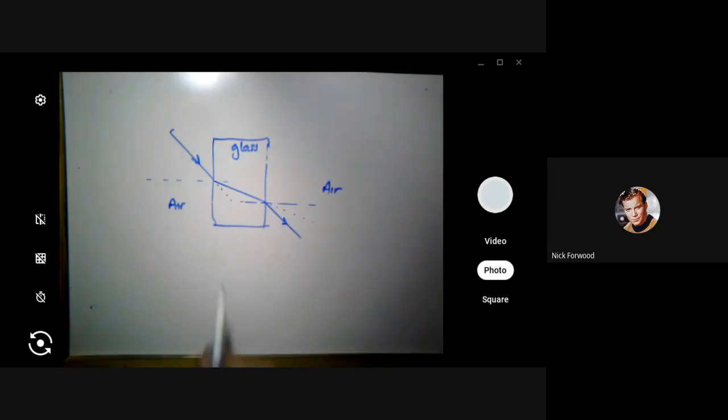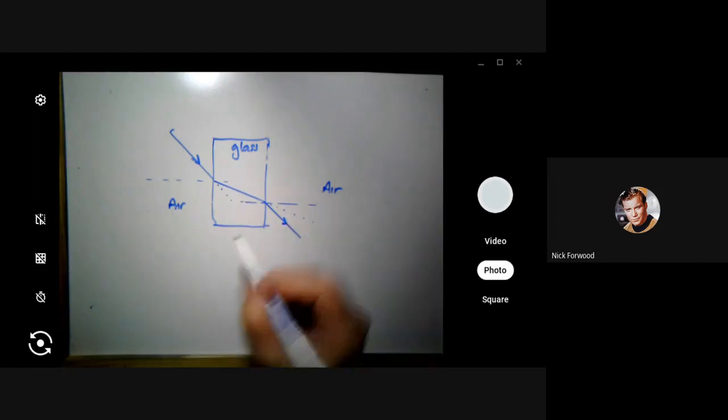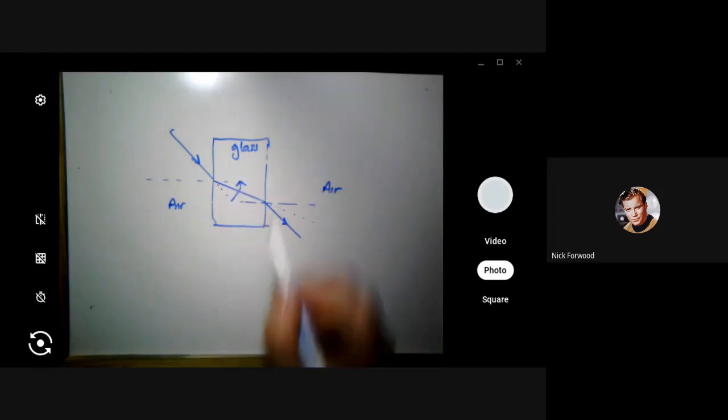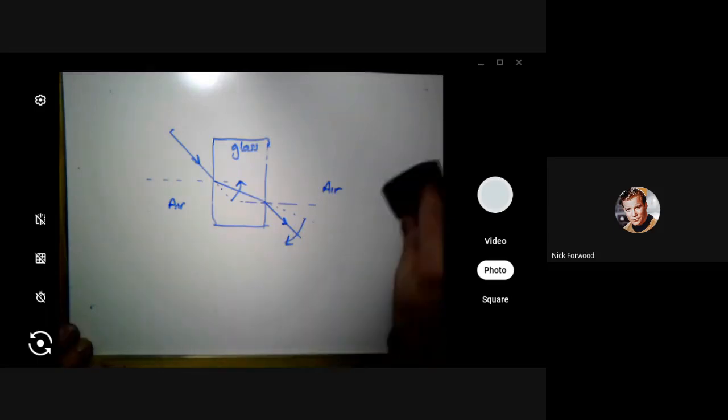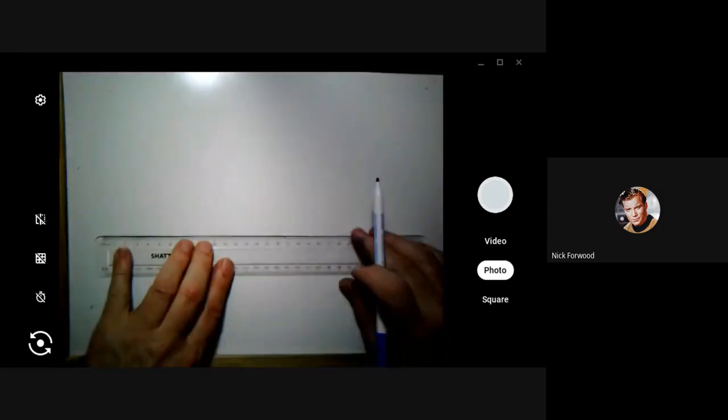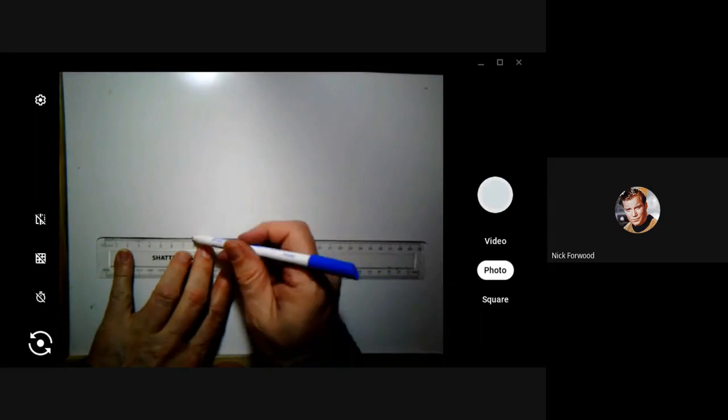So slowing down, towards the normal; speeding up, away from the normal. So it goes round that way when it slows down, round that way, away from the normal, when it speeds up. So you can get the idea of that. That is what happens with a block like that. Let's have a look at what happens with a triangular block.